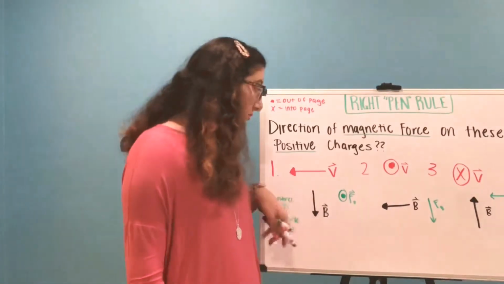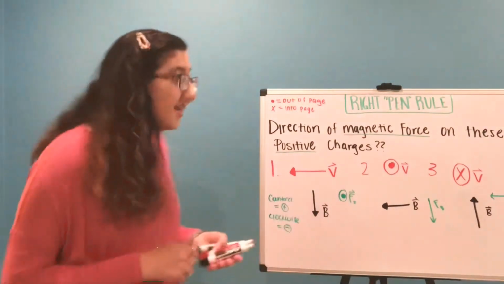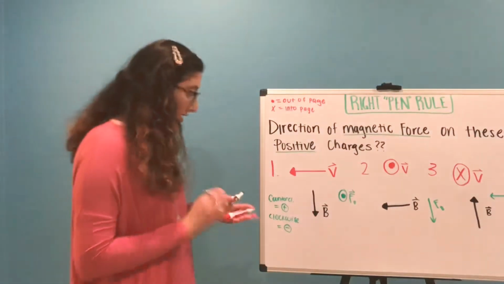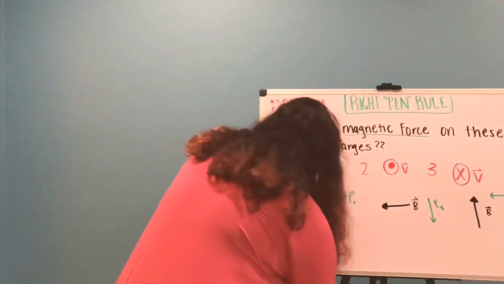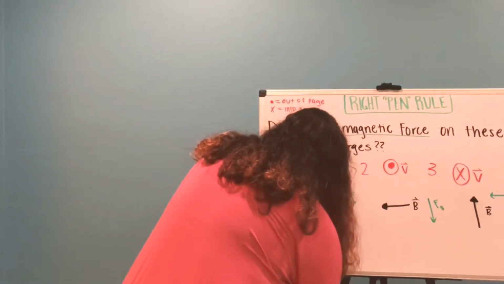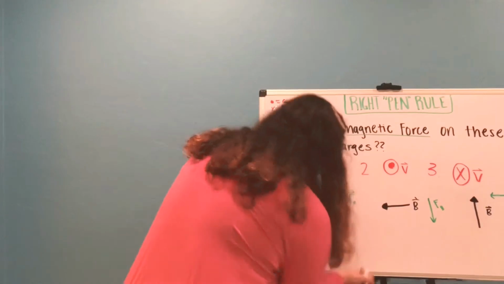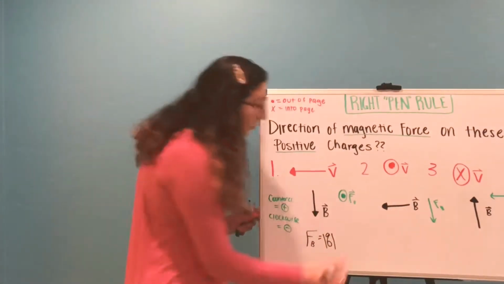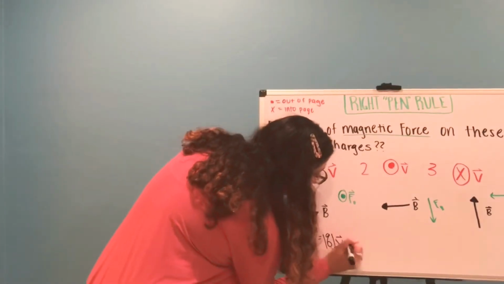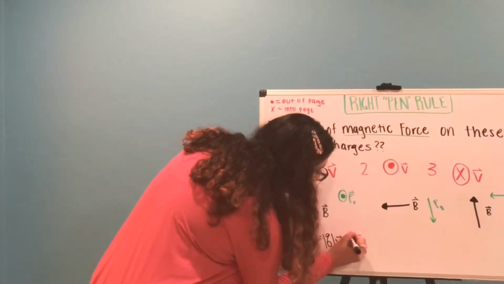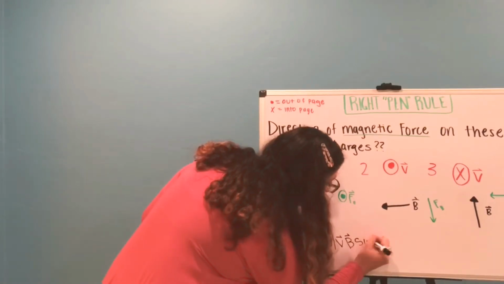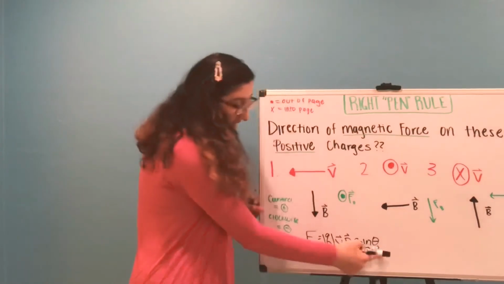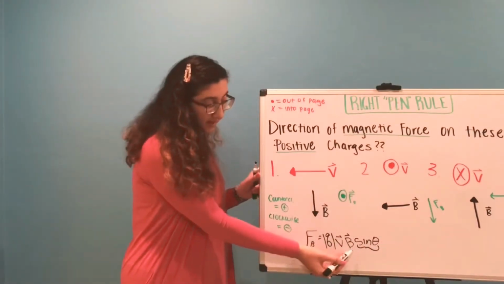And another thing I would like to add is the formula for the force on a charge. So that would be magnetic force equals q, which is the charge. Now that's going to be an absolute value. Times v, velocity, times B, field, times sine theta. Now this sine theta is the angle between velocity and field.